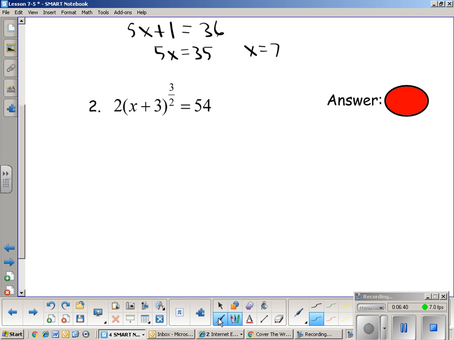Do you do the 3 halves first or distribute the 2? Ah, good question. Can I distribute the 2 here? Let me ask you this. If I had this equation, can I distribute that 2?